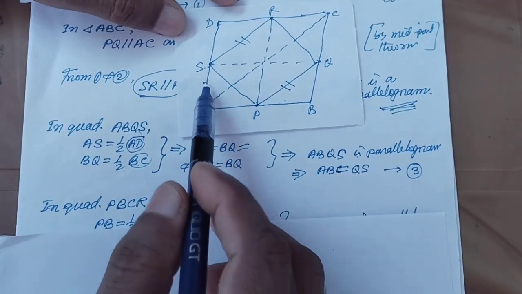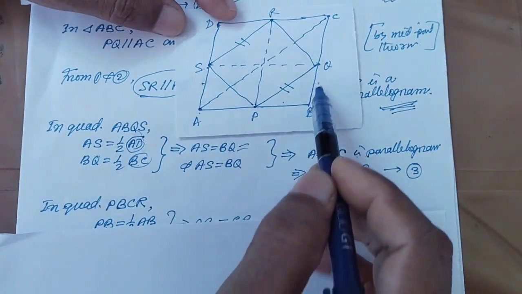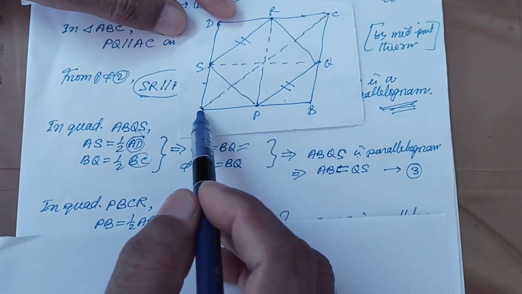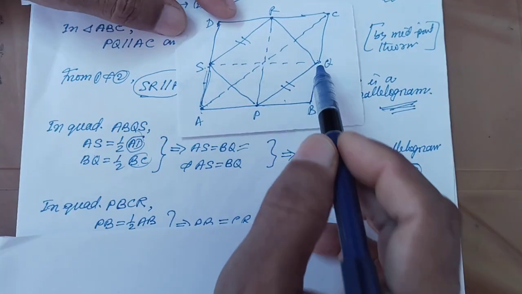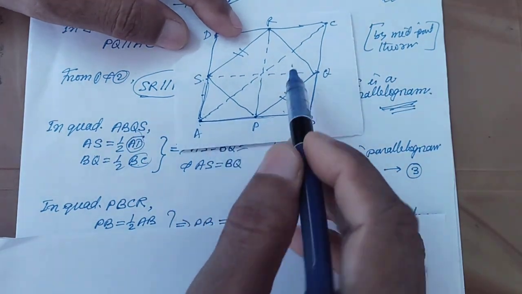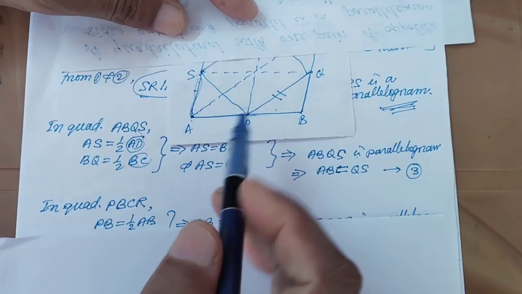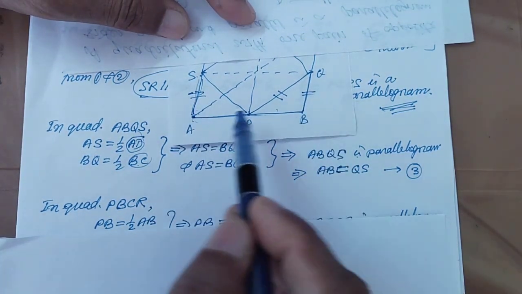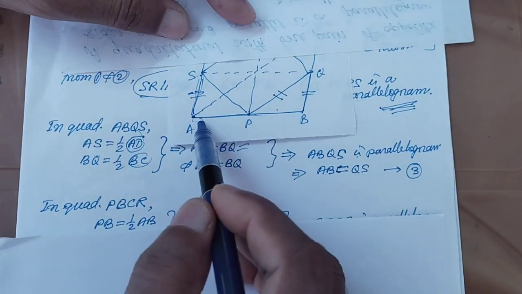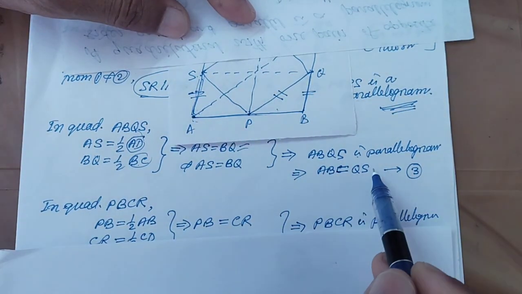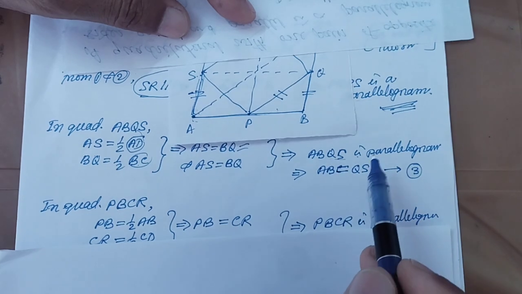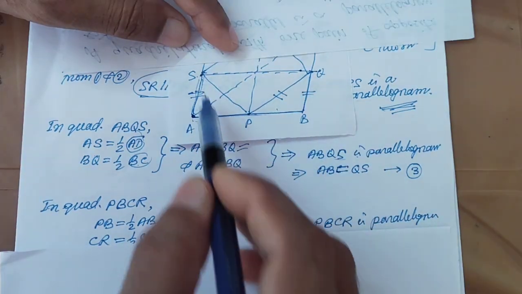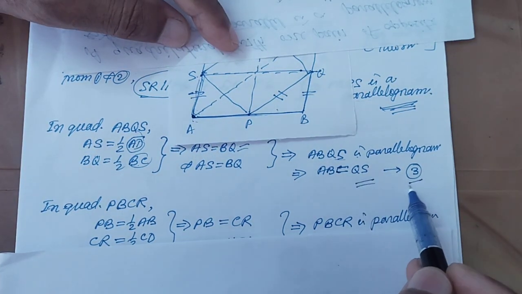And also AS is in the line of AD, BQ is also in the line of BC, and these two sides are opposite sides of the rhombus. They are also parallel. So AS must be parallel to BQ. So in the quadrilateral ABQS, this pair of opposite sides are equal and also parallel. Therefore, ABQS is a parallelogram. I have written here ABQS is a parallelogram. So if it is a parallelogram, then opposite sides must be equal. So AB must be equal to SQ. I have written here, marking it equation 3.